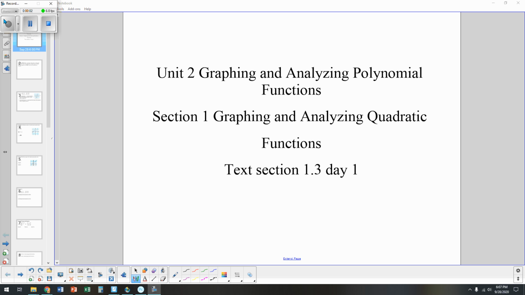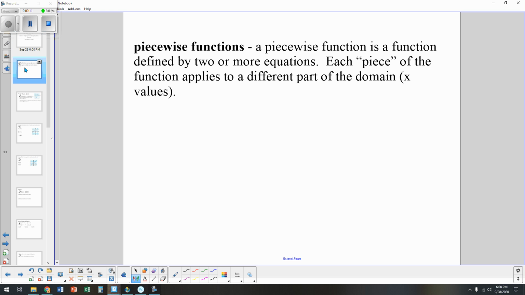This lesson is Unit 2, Section 1. It's from the textbook, Section 1.3. We're going to be talking about piecewise functions. Piecewise functions are functions defined by two or more equations. Each piece of the function applies to a different part of the domain, or the x values.